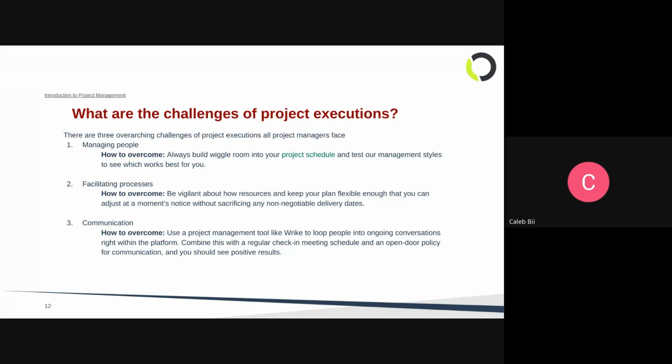So the three main challenges that probably most or all project managers face is one is managing people, the second one is facilitating processes, and the third one is communication. So for managing people, you'll find that probably it will be really hard for a product owner or a project manager to just understand each and every individual and their working styles. So here now trying to understand how people work, trying to understand probably the weaknesses and the strengths of your team members comes in handy.